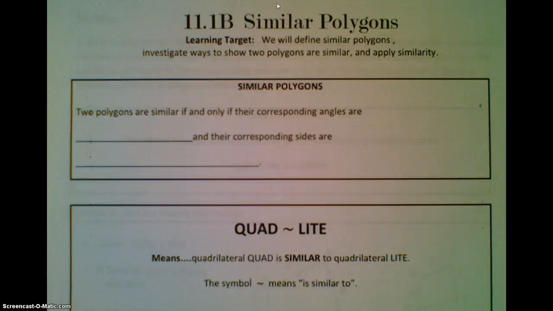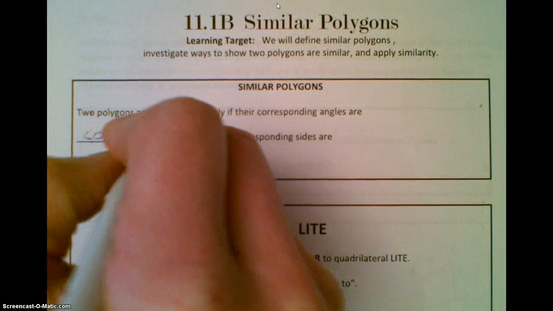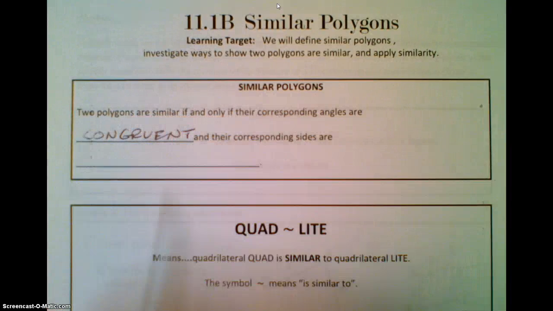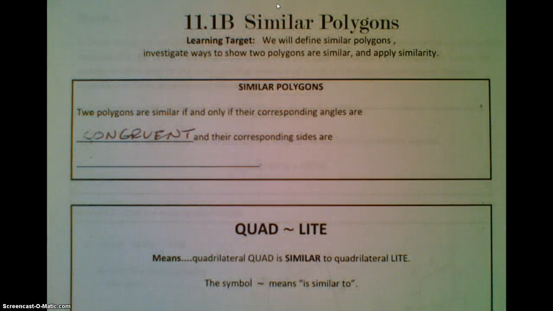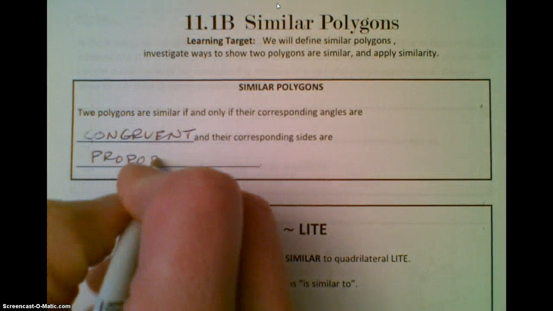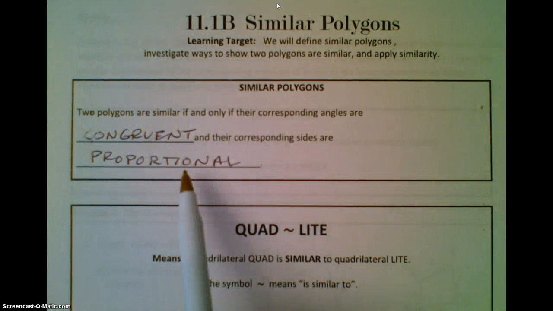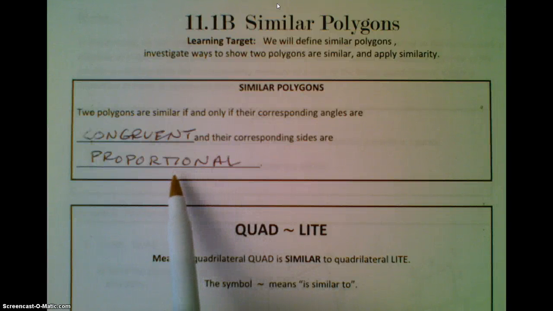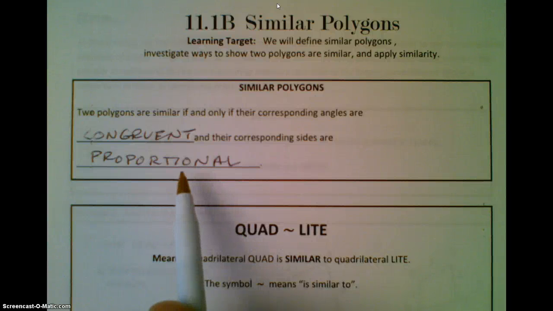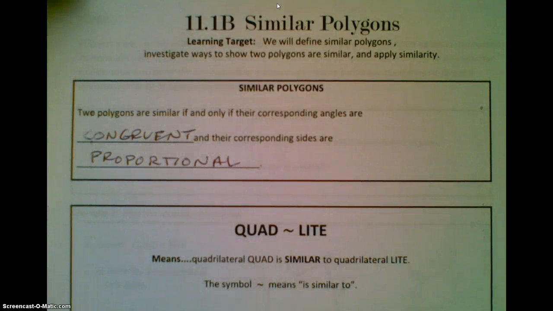their corresponding angles are congruent and their corresponding sides are proportional. Okay, this word proportional is very important. We're going to talk about that soon, because we're not talking about the sides being equal. We're talking about making fractions out of the lengths of the sides, and that's what's going to be equal. So we'll discuss that more as we go through.